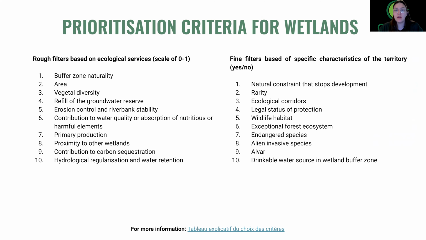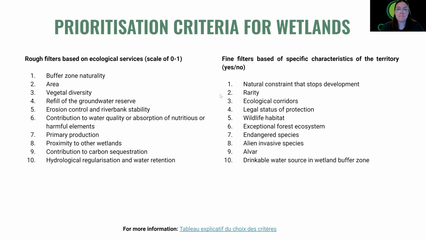After those rough filters are applied, we apply some fine filters, which are based on the specific characteristics of the territory. So those can be answered by a yes or no. The first one is if there's a natural constraint that stops the urban development, the rarity, the ecological corridors, the legal status of protection, if there's a wildlife habitat, if there's an exceptional forest ecosystem, if there's an endangered species, if there's an alien invasive species, if there's an alvar, and also if there's a drinkable water source in the wetland buffer zone. So those are the criteria for the wetlands.